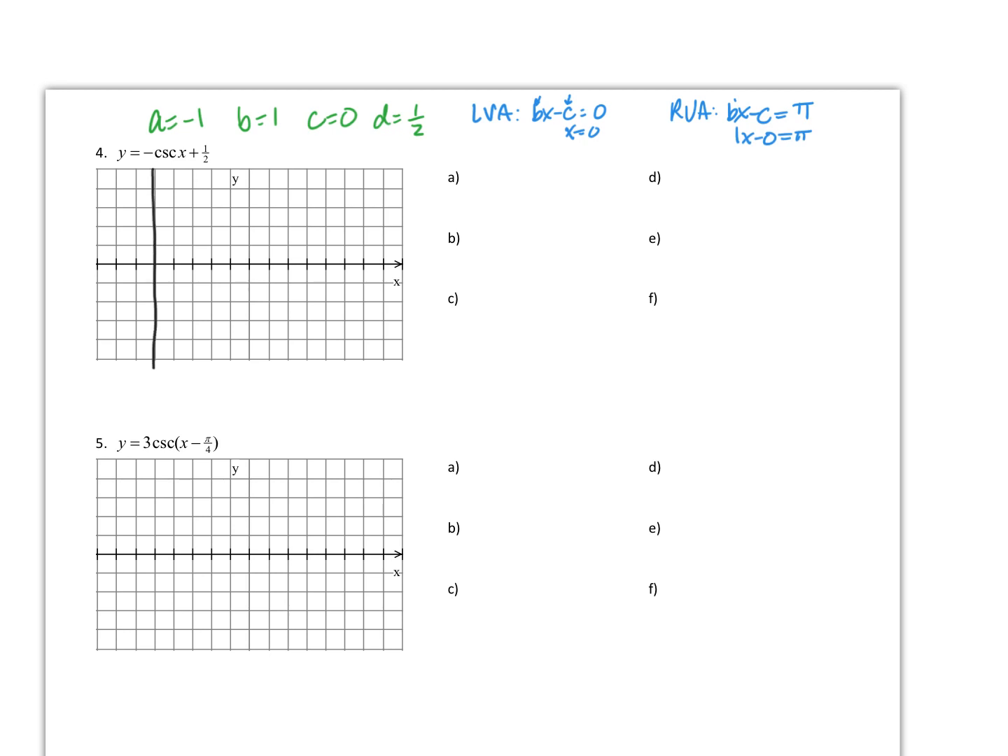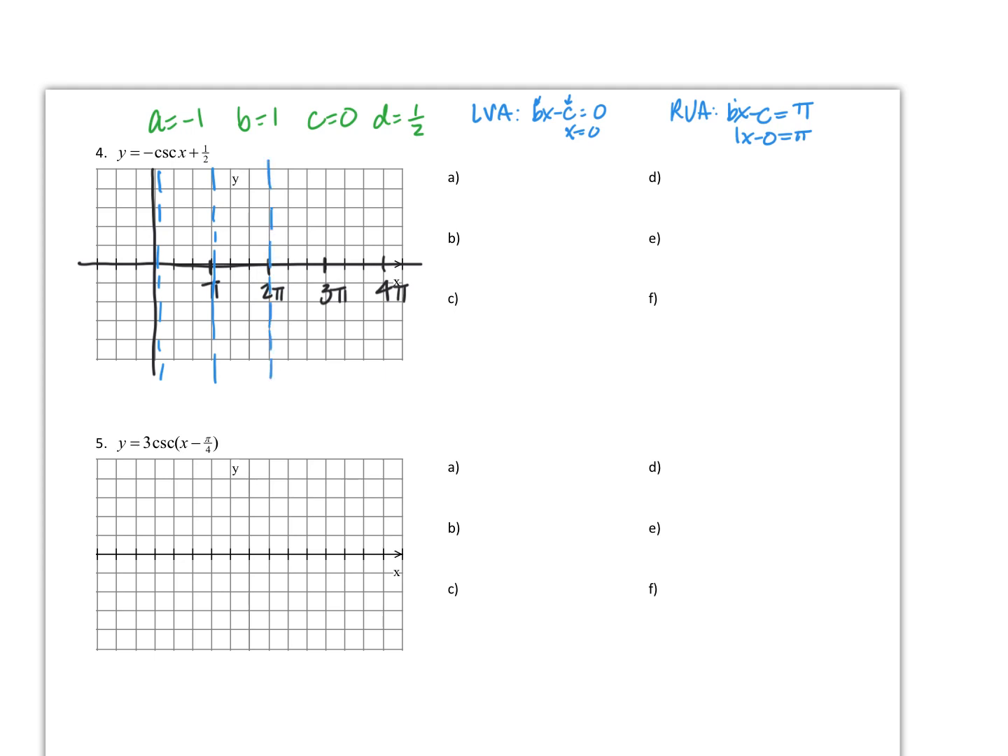I'm going to put my y-axis over here, and I'm going to measure out my pi's. Okay, I'm going to do 3 tick marks. Pi, 2 pi, 3 pi, 4 pi. Not that I need it, but there you go. All right, my first asymptote is at 0. My next asymptote is at pi. The next one, same distance away, is at 2 pi.